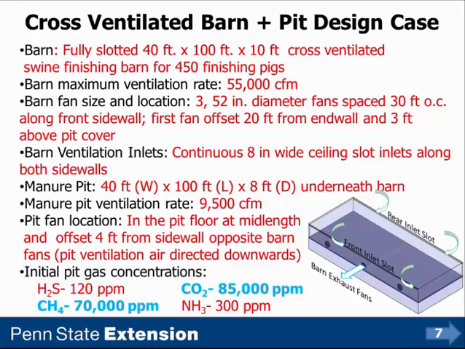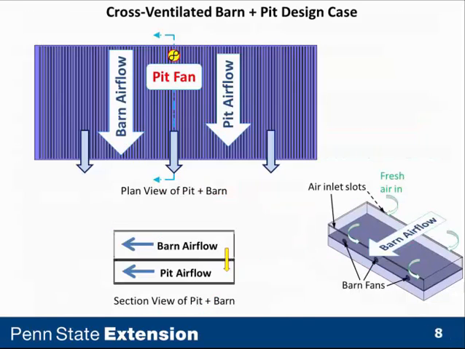The initial gas concentrations in the pit are 120, 70,000, 85,000, and 300 parts per million. Notice that the two in blue, CH4 and CO2, those concentrations are just reversed from the tunnel ventilated example. Just did that to make it different.